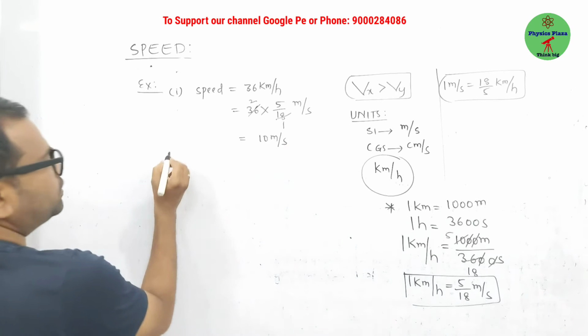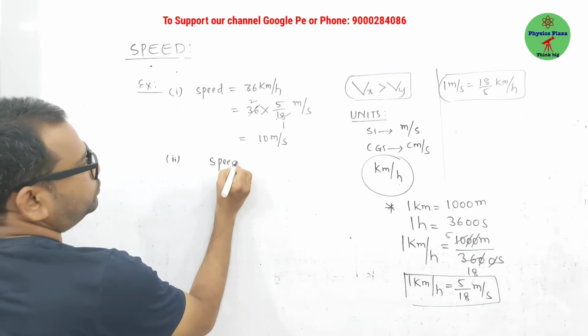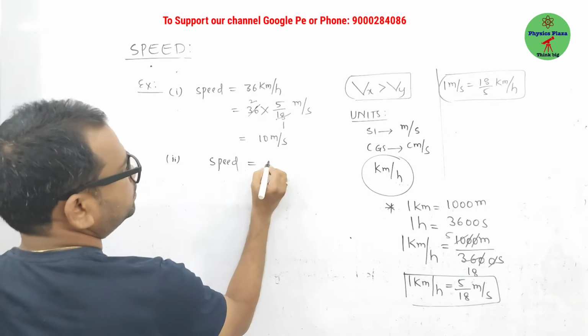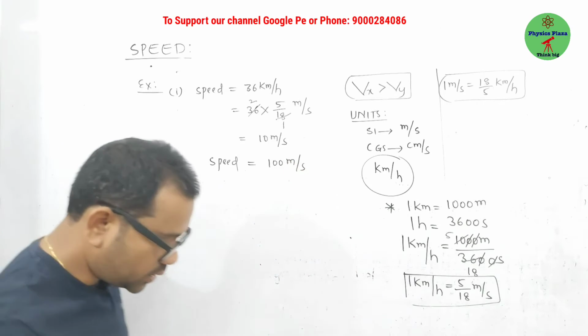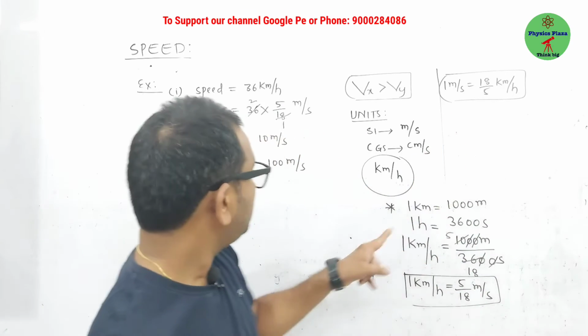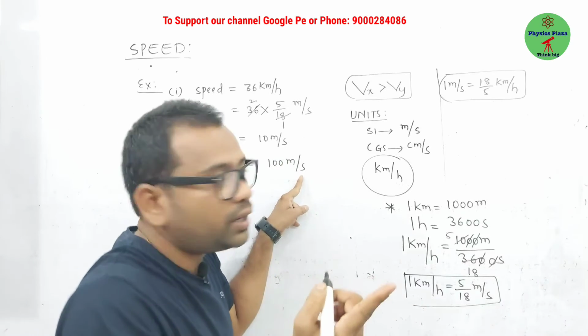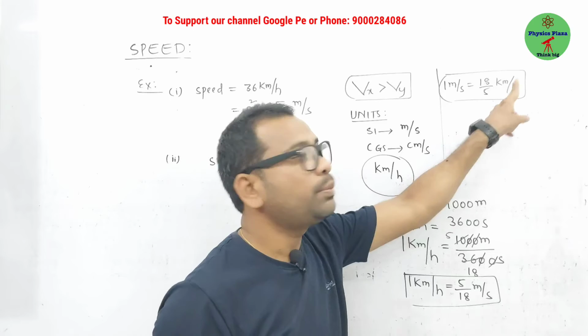Very simple. Now, second example. For example, the speed of a vehicle is given as 100 meter per second. We must convert it into kilometer per hour. Dear children, if you want to convert meter per second to kilometer per hour, use this expression: 1 meter per second is equal to 18 by 5 kilometer per hour.